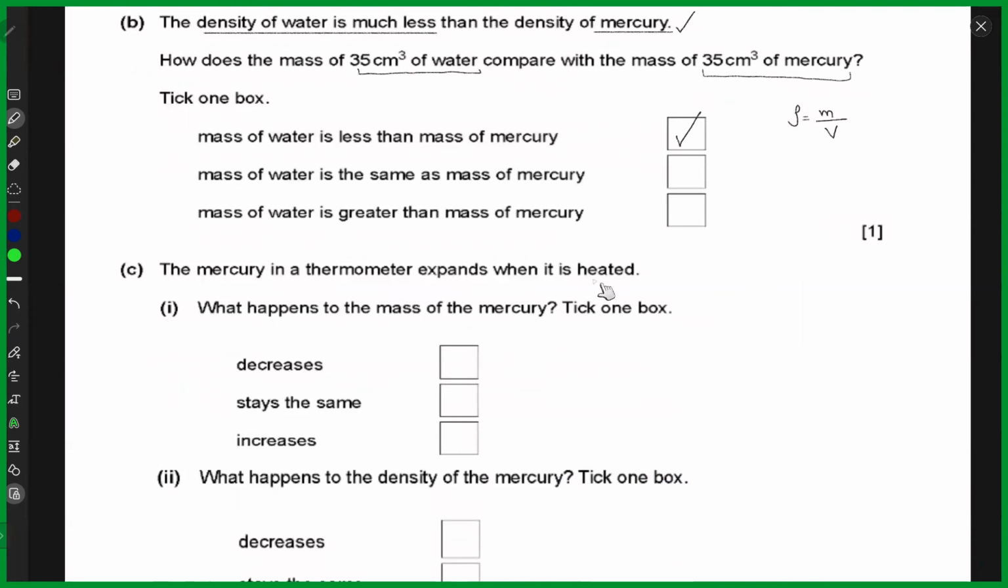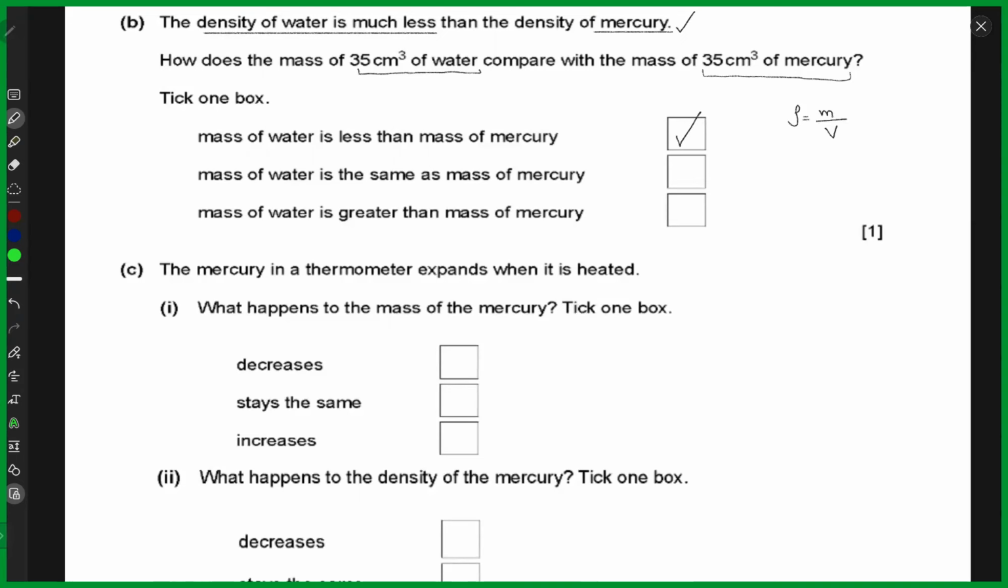So we're all aware of that, right? That's how you measure your temperature if you're still using the mercury thermometers. It expands and the number increases, and that's when you know you have a fever or something. So what happens to the mass of the mercury?